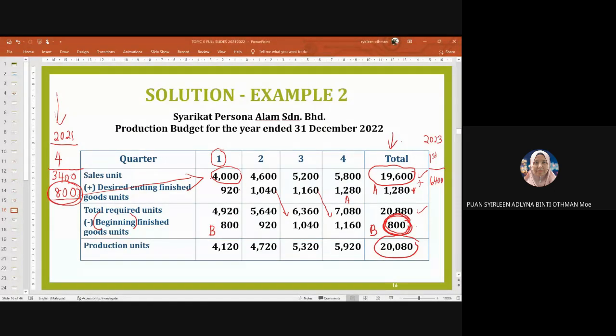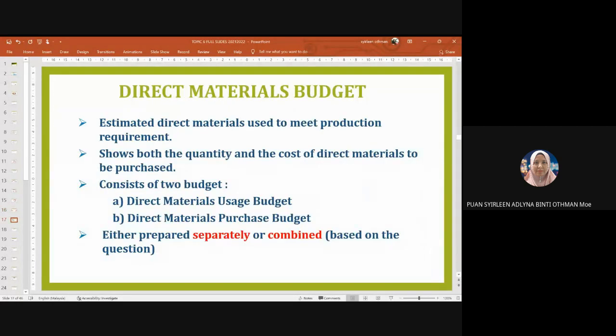Saya suka awak faham. Okay, next kita akan buat direct material budget. So kita dah tahu kita nak produce 20,800 units. So I nak kira berapa bahan mentah saya kena beli supaya bila saya nak produce 20,800 units tadi tu, bahan mentah saya mencukupi. My direct materials are sufficient to meet the production requirements. Okay, so kita nak estimate direct material. Lepas tu kita nak tunjukkan quantity direct material yang kita perlukan.